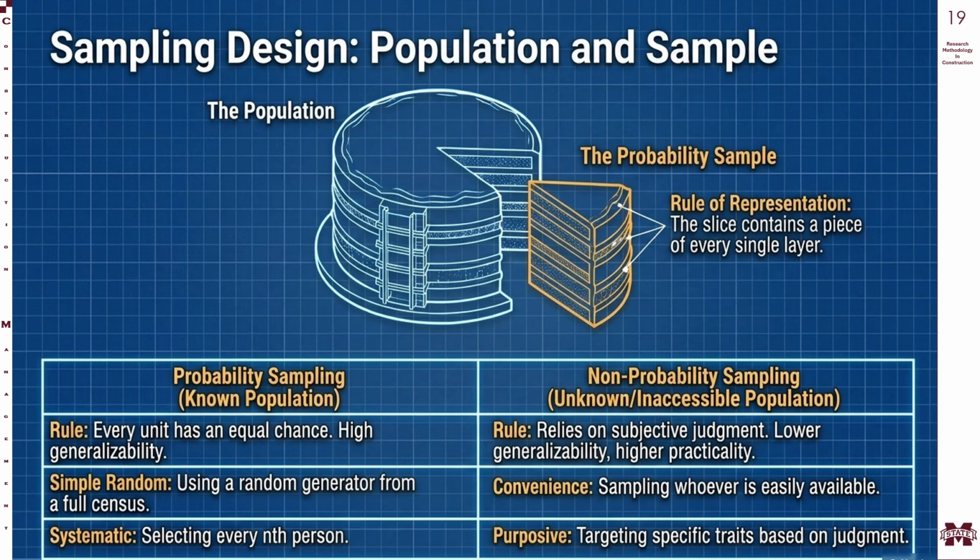The slides also distinguish between probability and non-probability sampling. In probability sampling, everyone in the population has a known chance of being selected, methods like simple random sampling or systematic sampling. These approaches give you stronger generalizability. Non-probability sampling is used when the population isn't fully known or is hard to reach, or when resources are limited. Methods like convenience and purposive sampling fall into this category. They're useful and sometimes necessary, but you have to be transparent about their limitations.